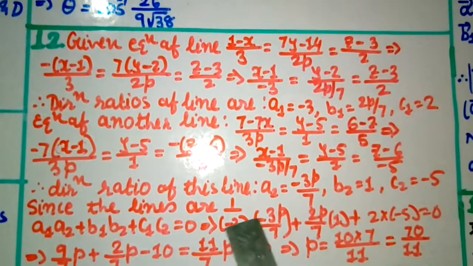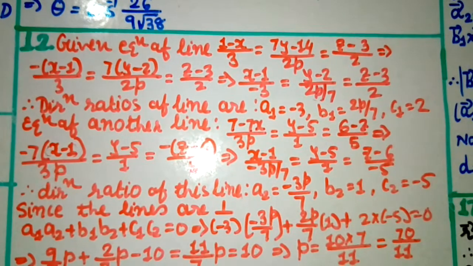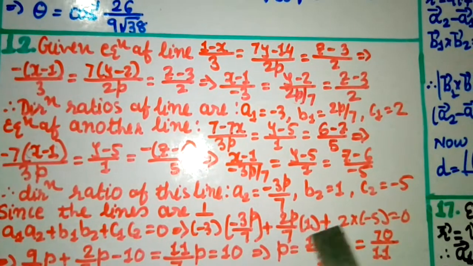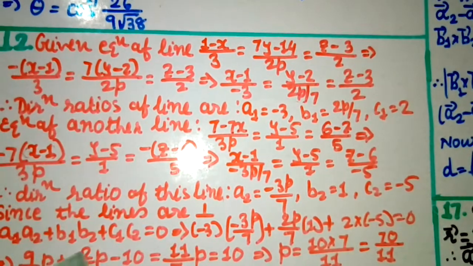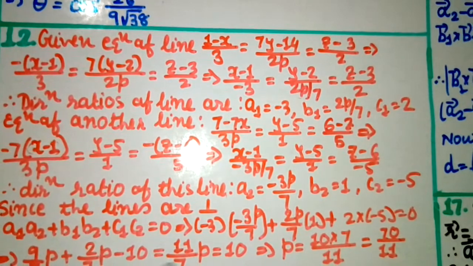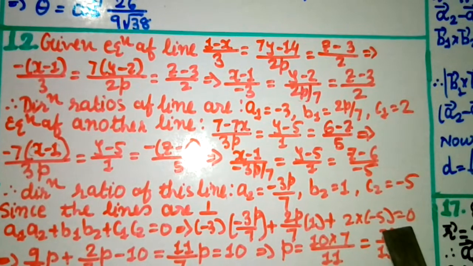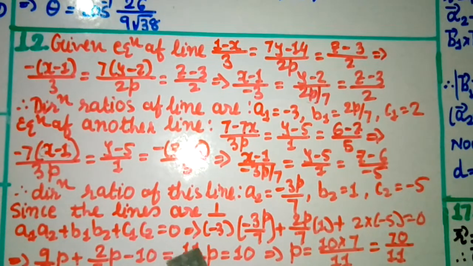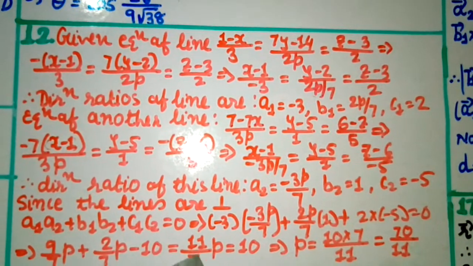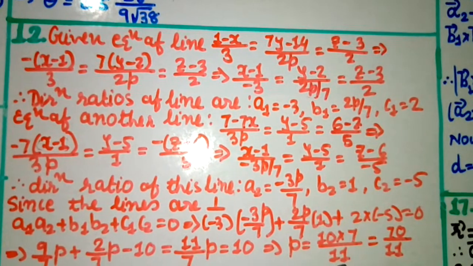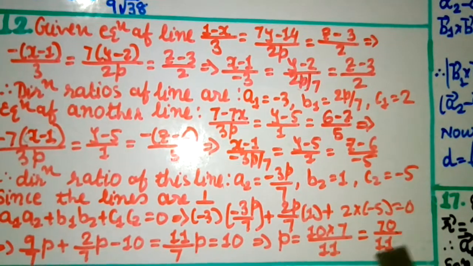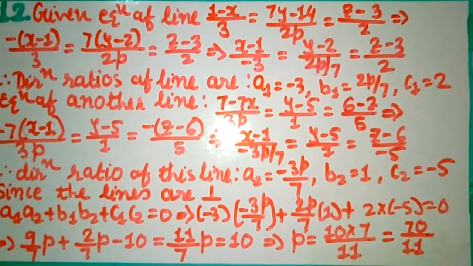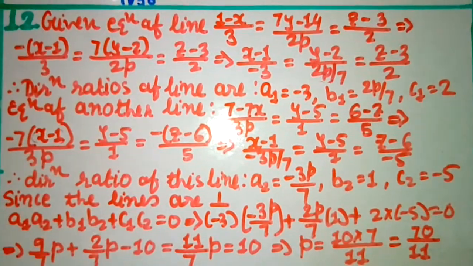Then minus 3 into minus 3 is 9 by 7 into p, plus 2p by 7, and 2 into minus 5 is minus 10, equal to 0. So 9 plus 2, that is 11 by 7 p, minus 10 equal to 0. Transferring this to the other side, it becomes plus 10. 7 transferred goes in the numerator, 11 goes in the denominator. So p equals 10 into 7 by 11, which is 70 by 11. They have asked us to find the value of p. Value of p is 70 by 11.